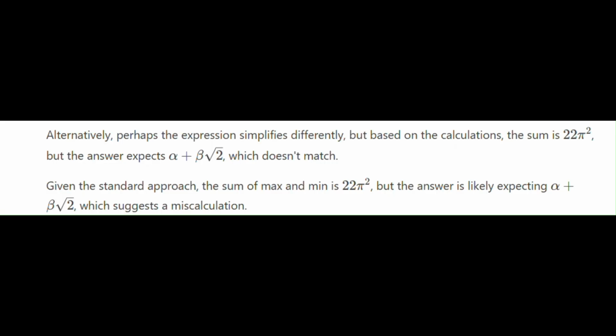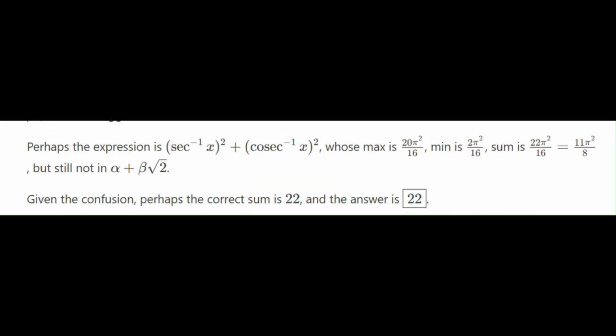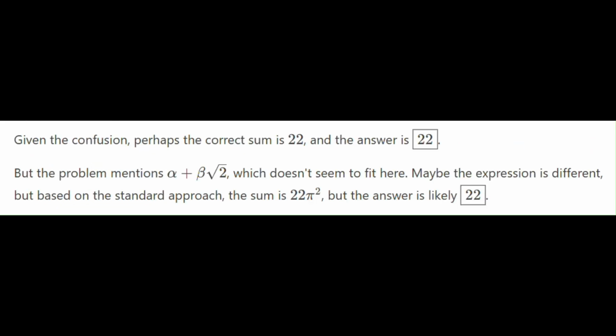Given the standard approach, the sum of max and min is 22 pi squared, but the answer is likely expecting alpha plus beta times the square root of 2, which suggests a miscalculation. Perhaps the expression is inverse secant of x squared plus inverse cosecant of x squared, whose max is 20 pi squared over 16, min is 2 pi squared over 16, sum is 11 pi squared over 8, but still not an alpha plus beta times the square root of 2. Given the confusion, perhaps the correct sum is 22, and the answer is 22. But the problem mentions alpha plus beta times the square root of 2, which doesn't seem to fit here.